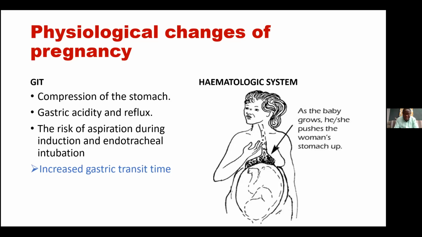So we have other changes in the GI tract, which are compression of the stomach, gastric acidity and reflux, and the risk of aspiration during induction and endotracheal intubation. That's why we always prefer spinal anesthesia versus general. When we go to general anesthesia, it needs to be rapid sequence induction because the intragastric pressure is so high that she risks vomiting and aspirating. Next.